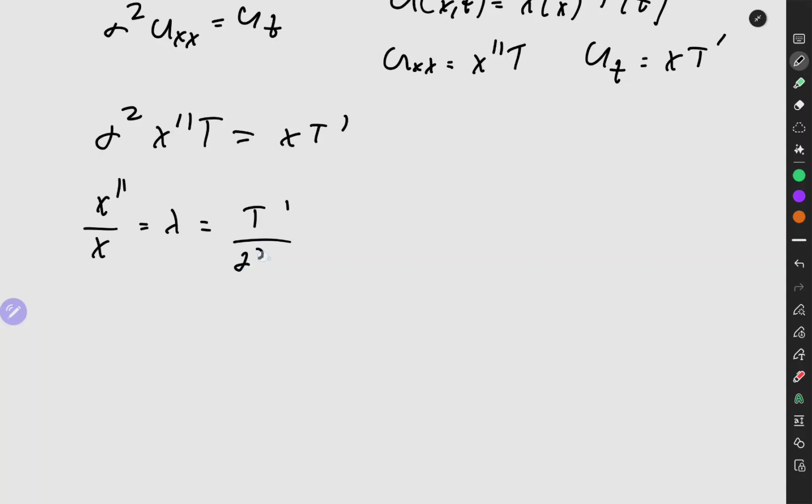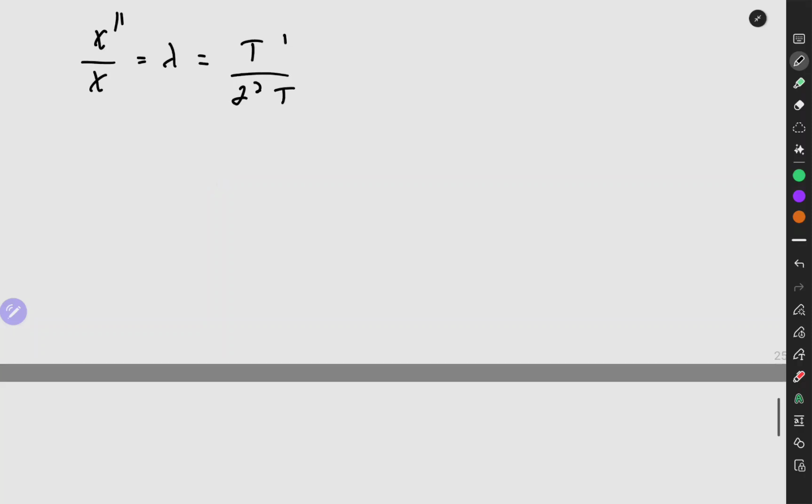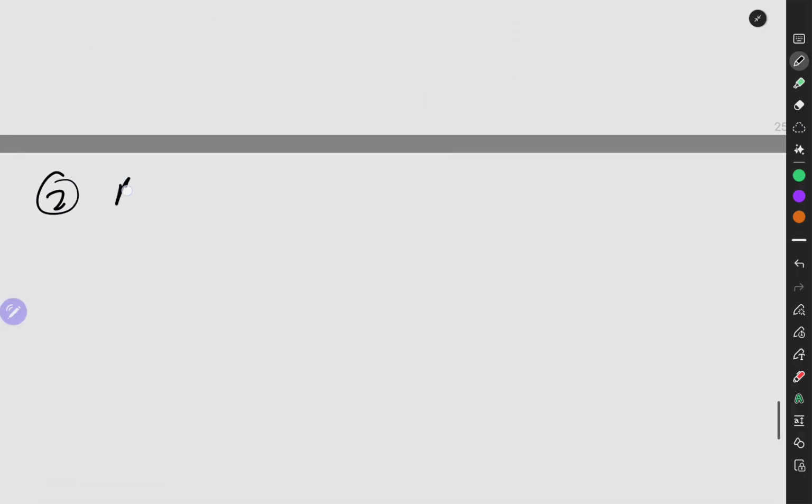We've done all this before. So then we're left with two ODEs: X double prime plus lambda X equals 0, and T prime plus alpha squared lambda T equals 0. Now the boundary value problem.